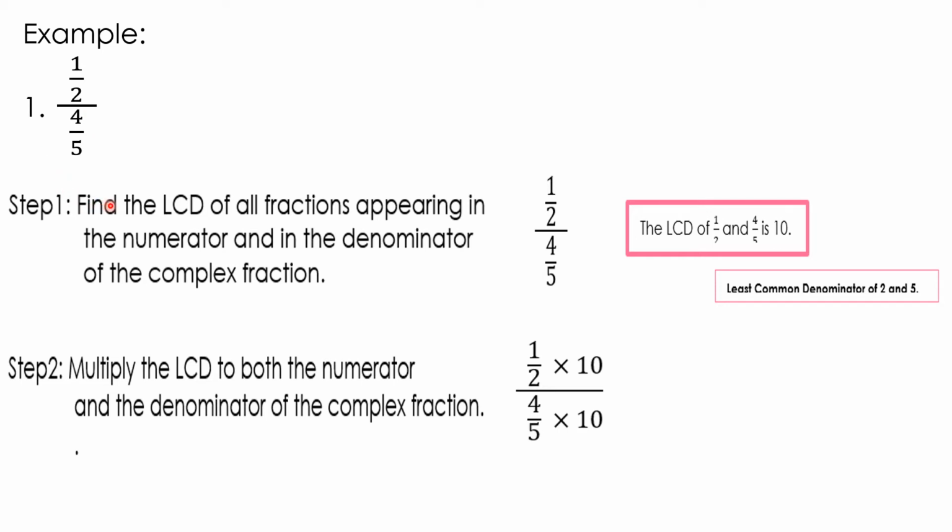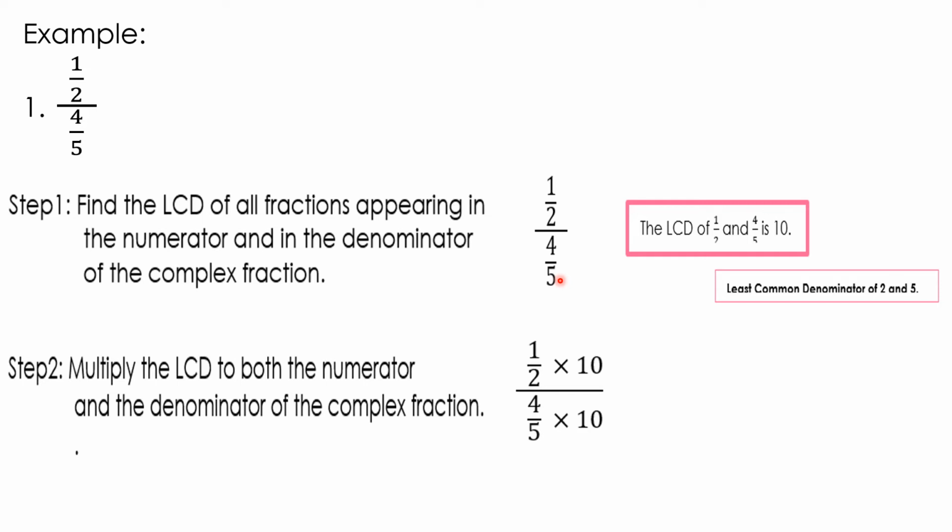So step 1 is to find the LCD of all fractions appearing in the numerator and in the denominator of complex fractions. So first is to look for the LCD of the denominators for these fractions. So since the denominator of the first part is 2 and the second part is 5, let's look for the LCD, which is 10, since 10 can be divided by 2 and 5 without any remainder. So that is the least common denominator.